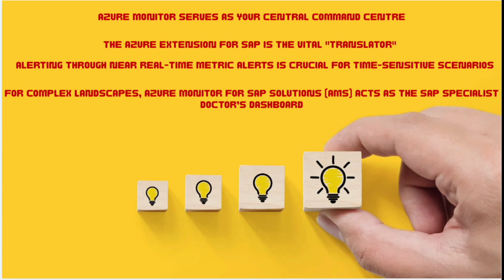Time series metric alerts are crucial for time-sensitive scenarios, offering rapid trigger times of as little as 1 minute. For complex landscapes, Azure Monitor for SAP Solutions (AMS) acts as SAP's specialist doctor's dashboard, centralizing visibility across VMs, HANA databases, SQL servers, and HA clusters. By mastering the Azure extension for SAP, Log Analytics, and specialized tools like AMS, you gain centralized visibility, rapid alerting, and crucial troubleshooting data right where your SAP administrator needs it.